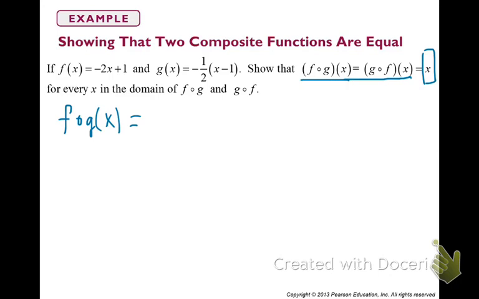So here's how it works. Let's do the f of g of x first. So let's put g into the f of x. f of x is negative 2x. So negative 2, in place of the x, put in the negative 1/2 x minus 1. And don't forget your plus 1.